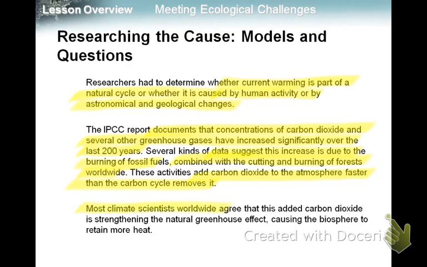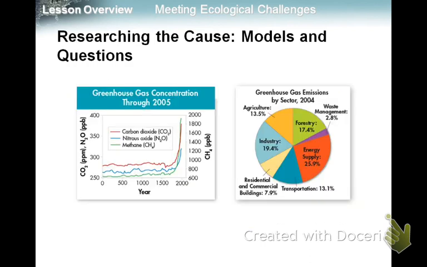Most climate scientists agree that this added carbon dioxide is strengthening the natural greenhouse effect, causing the biosphere to retain more heat. So on the left here we see greenhouse gas concentration, carbon dioxide, nitrous oxide, and methane through 2005. Kind of remained stable until right before the year 2000.